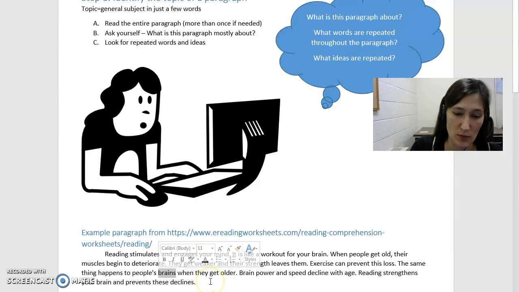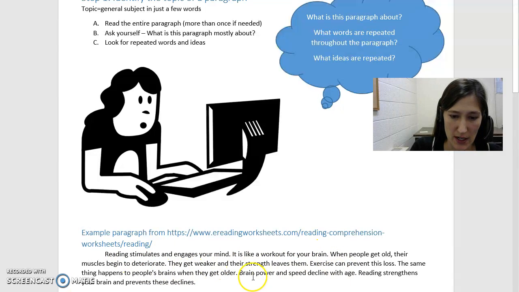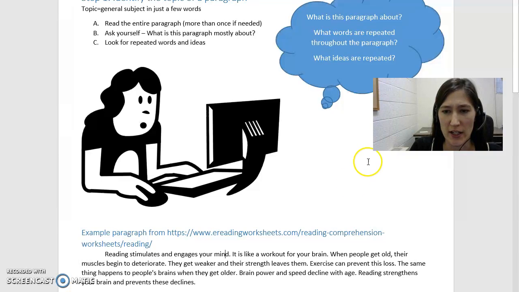Okay, so your brain, up here we saw brain and mind. So reading related to your mind, your brain. Brain power, again we're seeing this idea of brain. Reading strengthens your brain and prevents these declines. Okay, so take a minute, pause the video before we go on, and think, what do you think the topic is? What is the paragraph about? And what ideas do you see repeated? So pause the video.